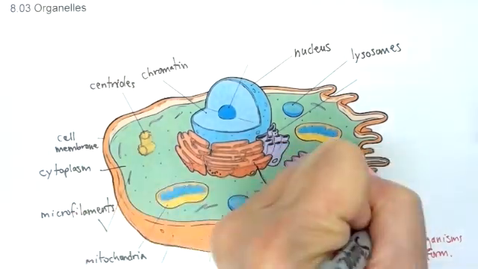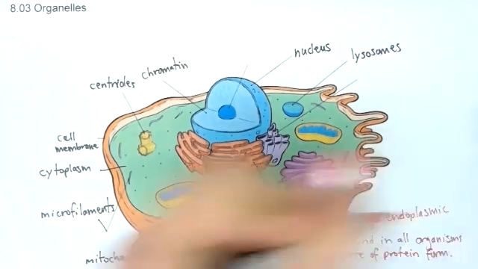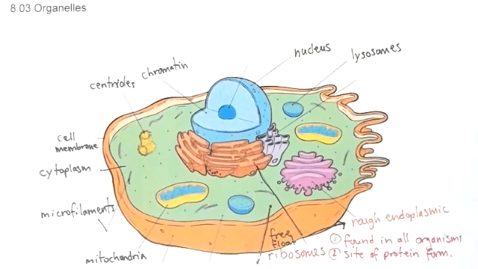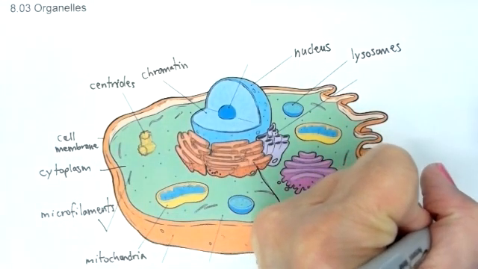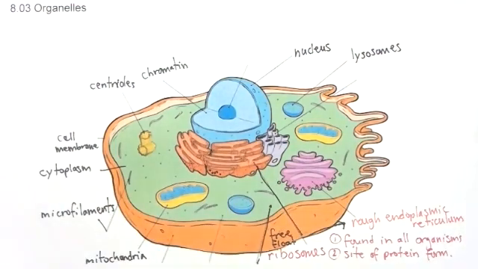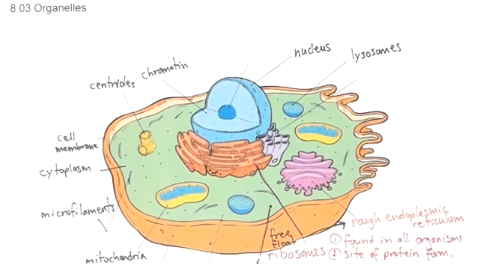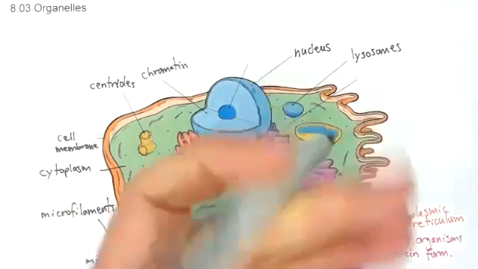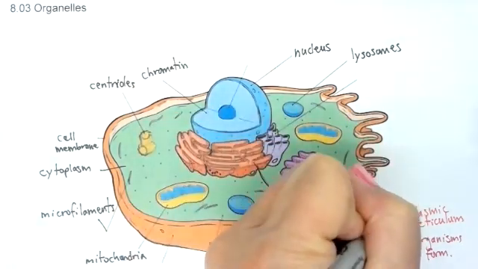Rough endoplasmic reticulum. And it's rough because it has ribosomes. So the rough is due to the presence of ribosomes.